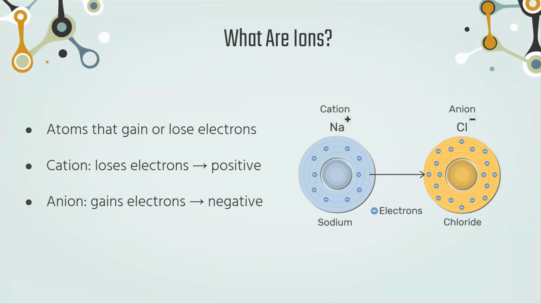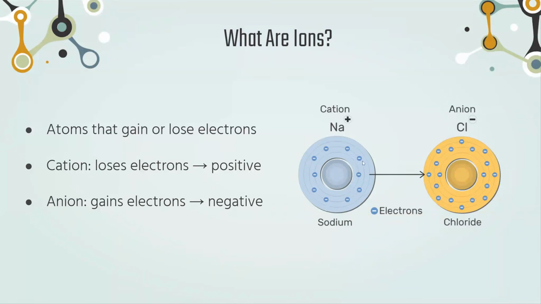So, what are ions? Ions are basically charged atoms, and this happens when atoms gain or lose electrons. Remember, the electrons around the nucleus are negatively charged, and if an atom gains or loses these electrons, it can become negatively or positively charged.